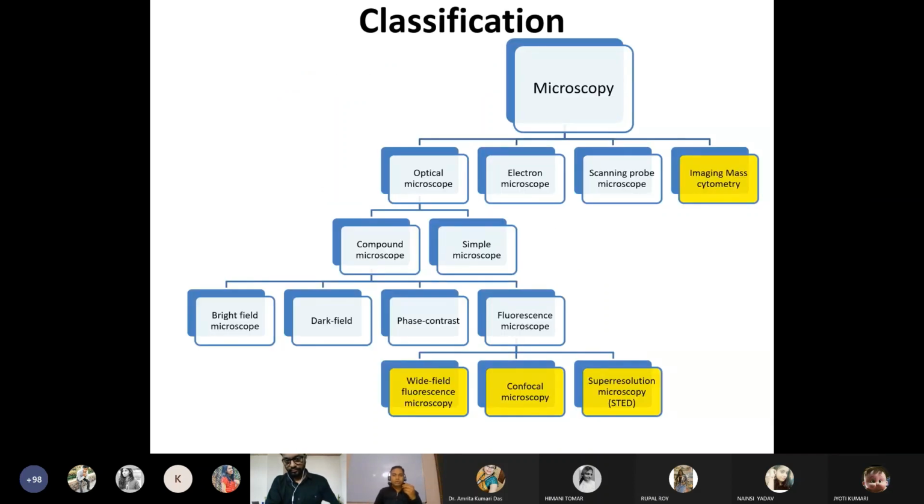Okay, so let's start with the classification. So microscopy till date has evolved a lot.